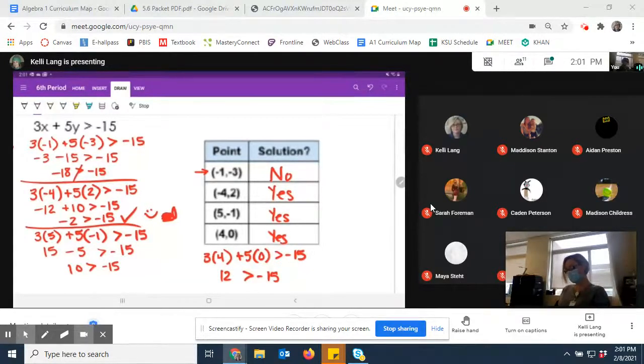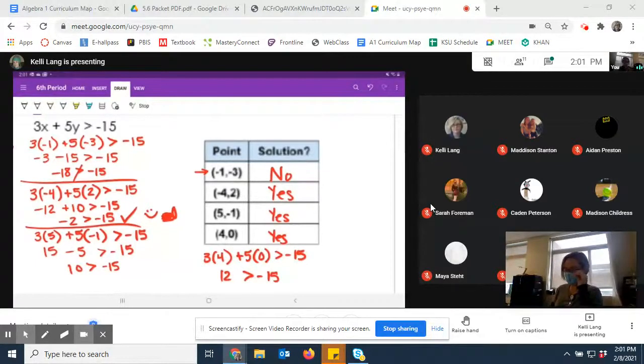So on this example, we actually ended up with 3 points that were solutions. And there are many more out there. We were just asked to look at these. So this isn't too bad. It's a lot of scratch work. It can take up quite a bit of paper, but it doesn't take a lot of brain power.